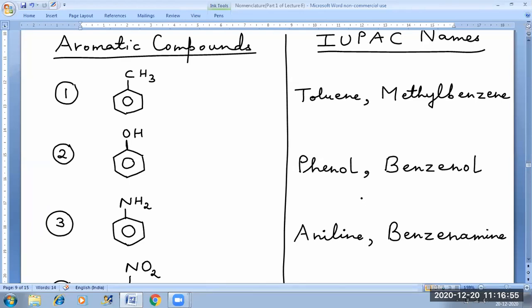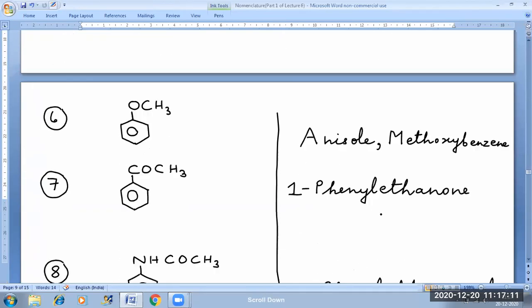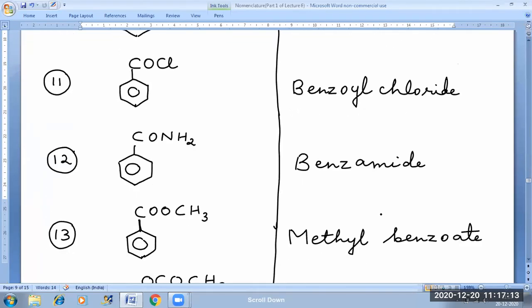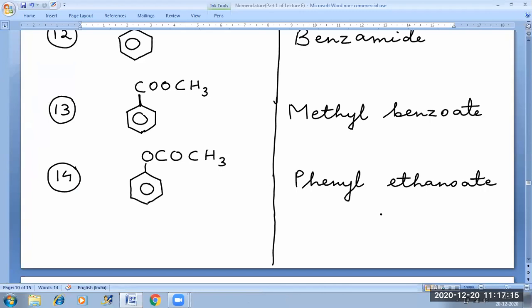These all are suffixes. Whatever IUPAC names I have written in the table, all will be suffixes. They are never prefixes. All, right from 1 till the end, all these will be suffixes.